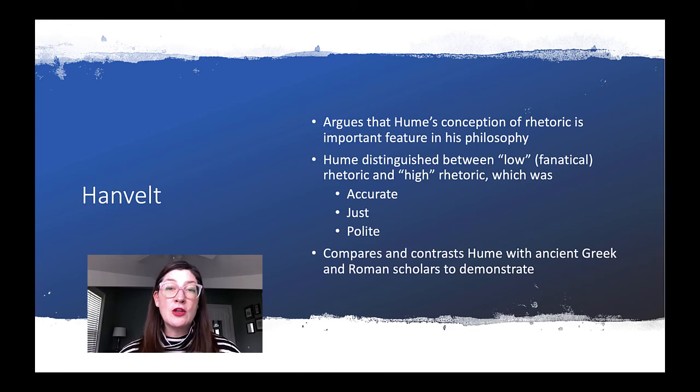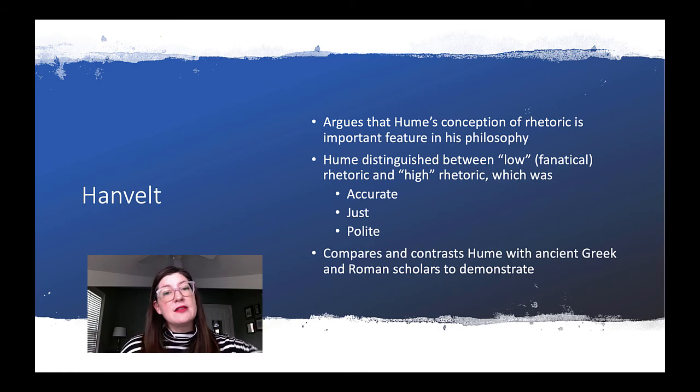Hanvelt's going to argue that Hume's conception of rhetoric is not just foundational to his philosophy, but he brings not just this relativity in terms of aesthetics, but also a concept of high and low, which we can trace back to Aristotle, and in fact, that is what Hume is doing, Hanvelt argues.